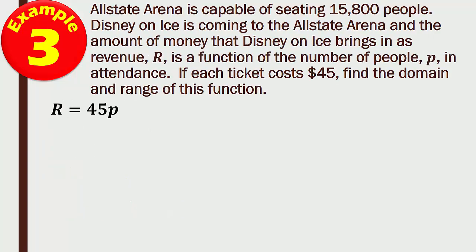Third example, Allstate Arena is capable of seating 15,800 people. Disney on Ice is coming to the Allstate Arena, and the amount of money that Disney on Ice brings in as revenue, which is R, is a function of the number of people, which is P, in attendance.